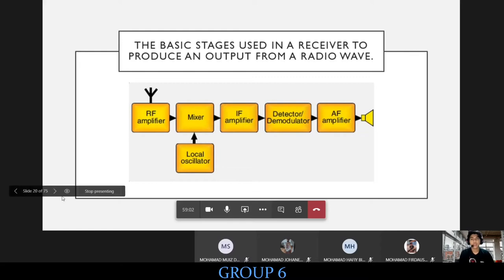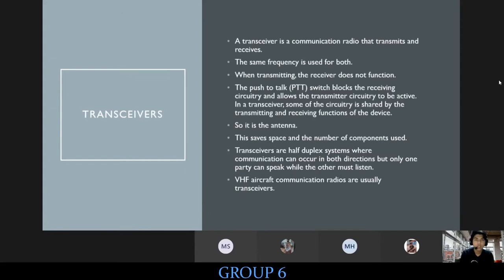So this is a transceiver. A transceiver is a communication radio that transmits and receives. The transceiver does two jobs, but not at the same time. The same frequency is used for voice. When transmitting, the receiver does not function. When you push to talk, it blocks the receiving circuitry and allows the transmitter circuitry to be active. In a transceiver, some of the circuitry is shared by the transmitting and receiving functions of the device. So it saves the antenna, space, and the number of components used.